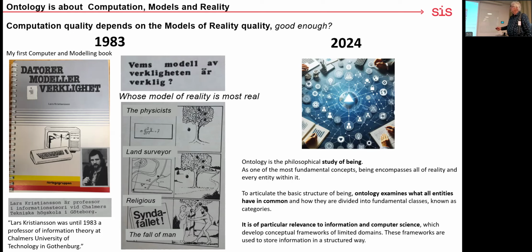And whose models of reality is most real? We have a lot of models of reality at different levels, but what models do really represent the reality? Is it a standard model, or what model is it? But it depends on the quality of the models that we create, how close we can come to the reality.